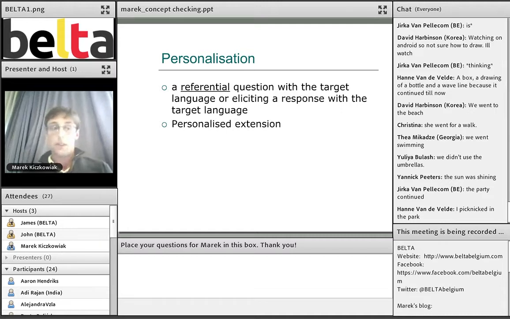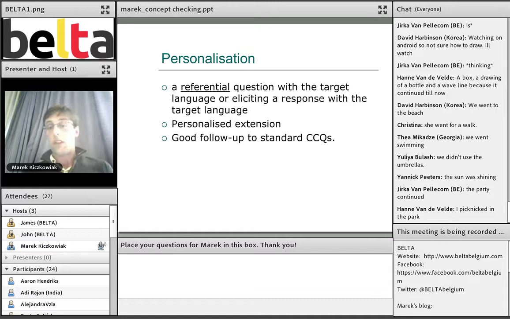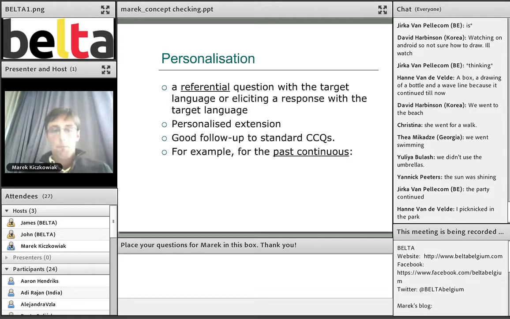So when the students answer, they can not just make up any sentence, but actually say a sentence about themselves that is meaningful. And I think this is a very good follow-up to standard CCQs, a good follow-up to timelines, and any sort of concept checking that is not very personal. Right? And so, for example, we've got the past continuous.